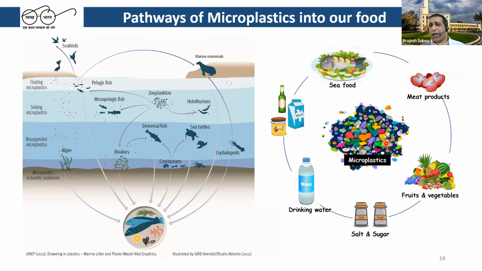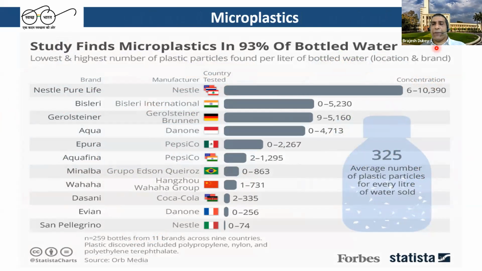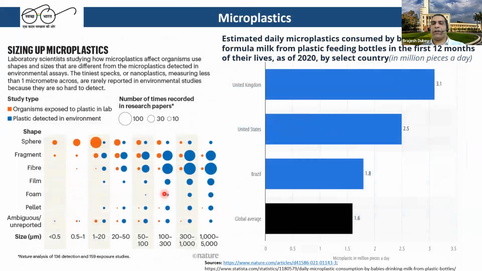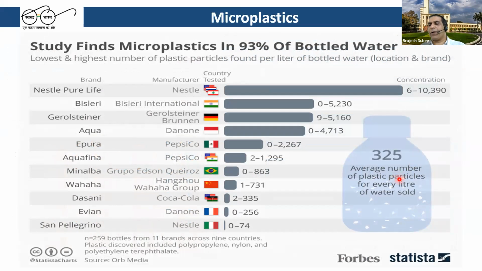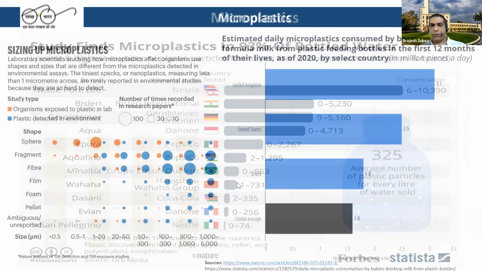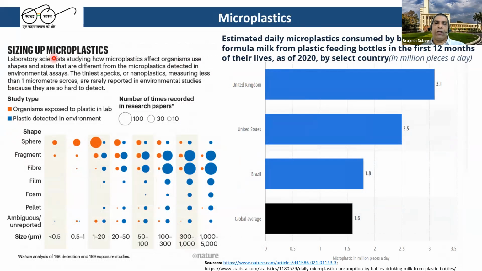So some microplastic is showing up in seafood, meat products, fruits, vegetables, salts and sugars, drinking water, milk, and of course we talked about the food chain anyway. There has been a study which found microplastic in 93% of the bottled water. And don't go by the manufacturers. It's only these bottles that were tested. If you test some other bottles, you may find it there too. There were 325 average number of plastic particles for every liter of water sold. Then we are seeing organisms exposed to plastic in the lab and plastic detected in the environment.